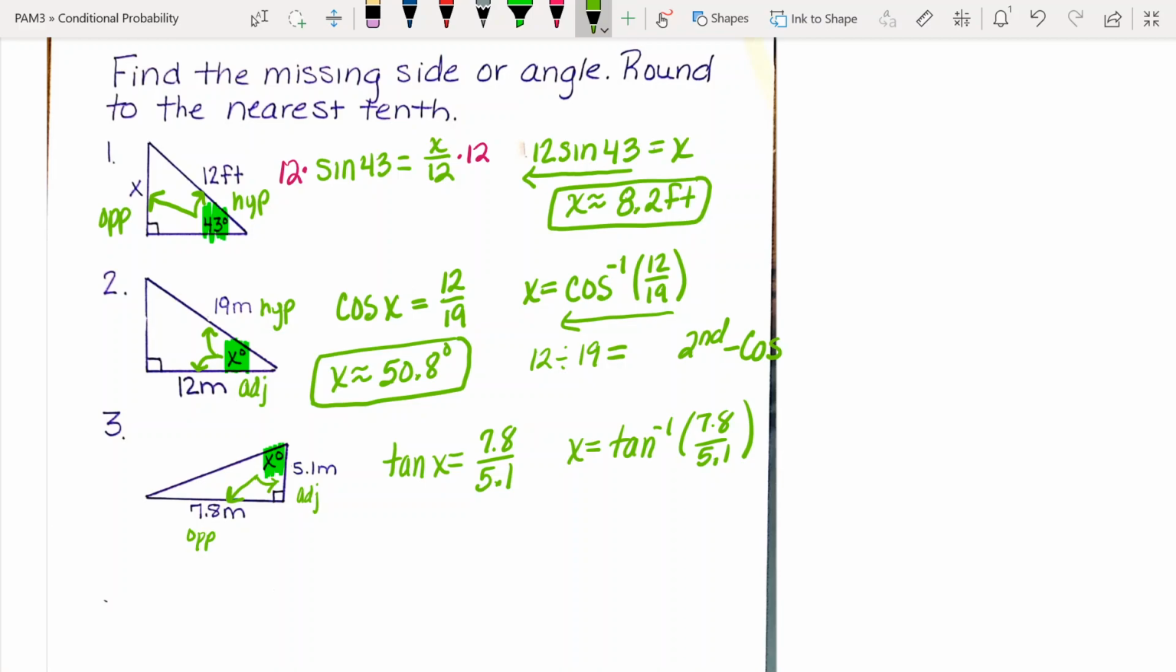Now, in order to get this in correctly in our calculator, you're going to have to put in 5.1 divided by 7.8. Make sure you hit equals. After that, hit your second button and your tangent button, and if you've got it in correctly, you should get approximately 56.8. This is an angle measure, so it's degrees.